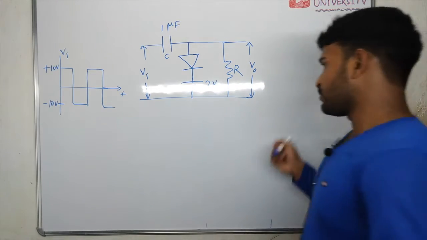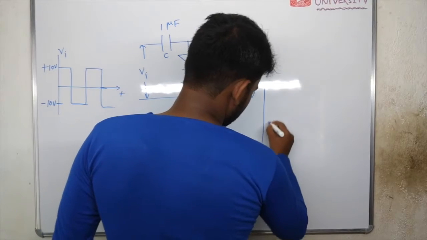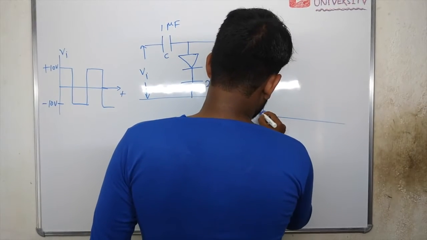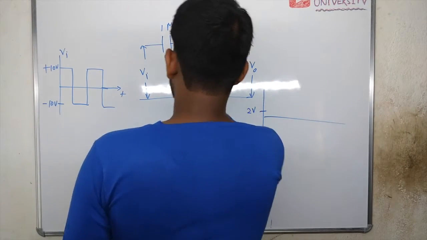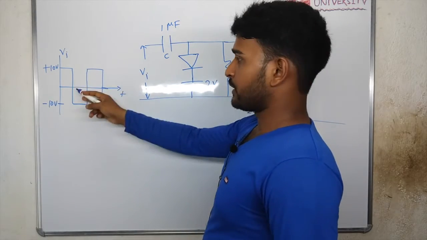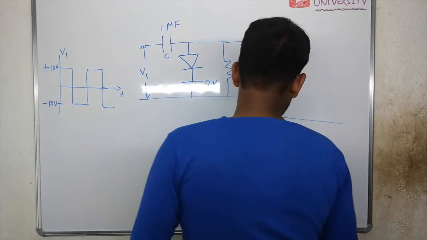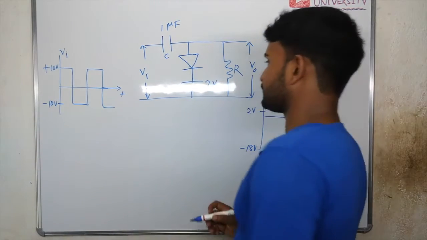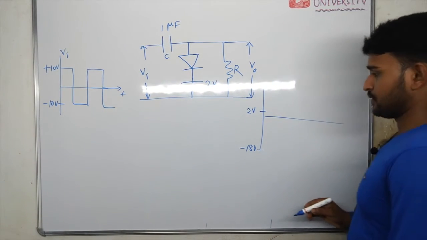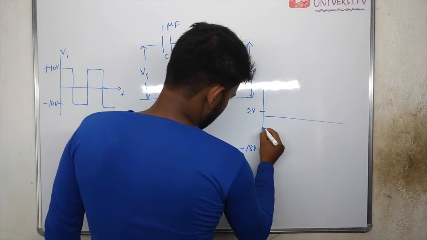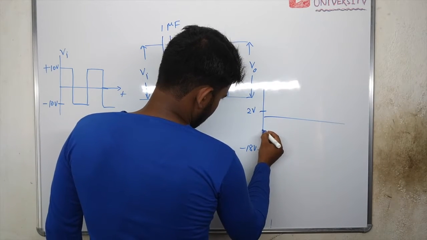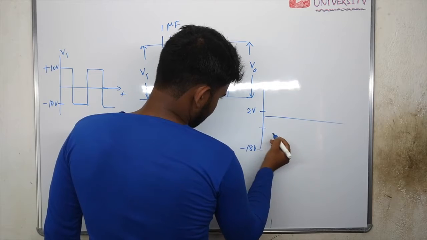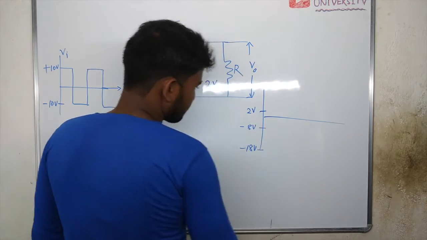So what will be its output waveform? This is your 2 volt. What is the peak to peak value? 10 volt minus minus 10 volt, 20 volt. So what will the minimum value be? Minus 18 volt. And this is your minus 8 volt.